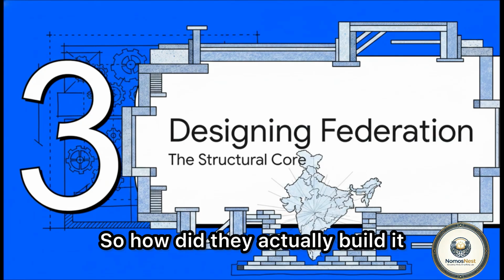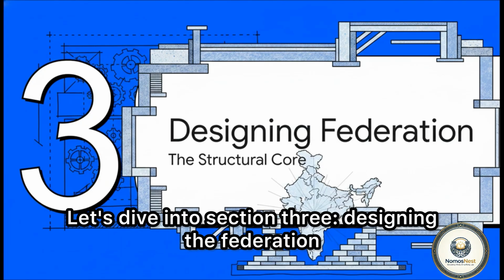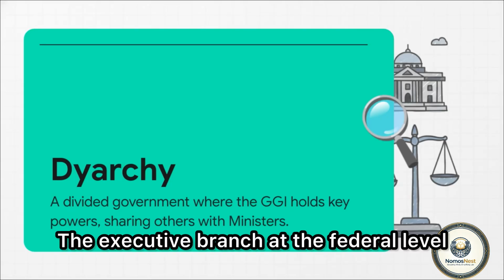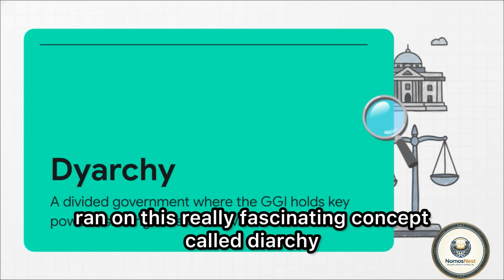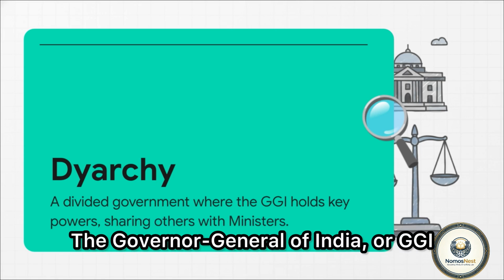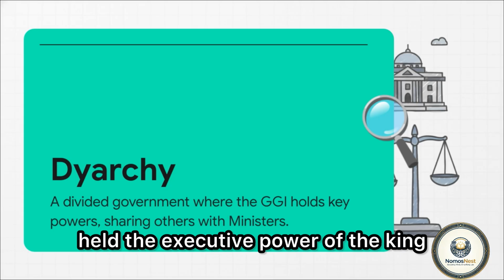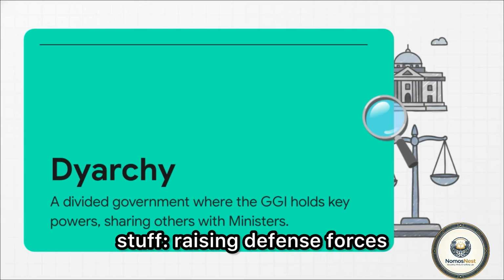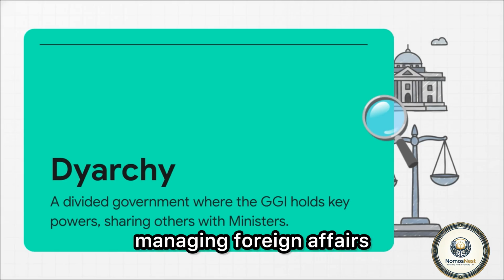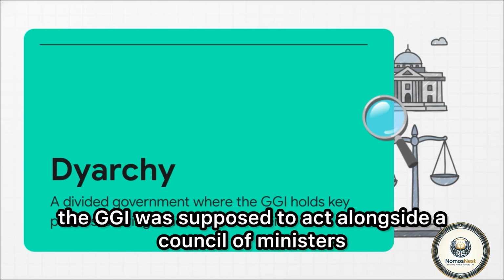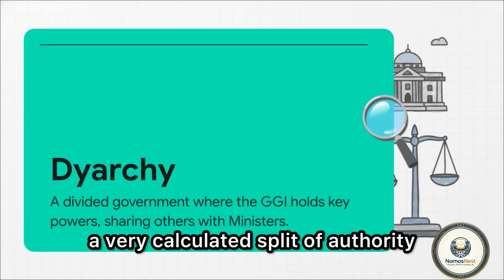So how did they actually build it? Let's dive into Section 3, Designing the Federation, the structural core of the 1935 Act. The executive branch at the federal level ran on this really fascinating concept called diarchy. Basically, it's a split system. The Governor-General of India, or GGI, held the executive power of the king. That meant the GGI kept massive, unchallengeable control over the heavy-hitting stuff: raising defense forces, managing foreign affairs, overseeing tribal areas. But for the administration of other everyday federal subjects, the GGI was supposed to act alongside a council of ministers, a very calculated split of authority.